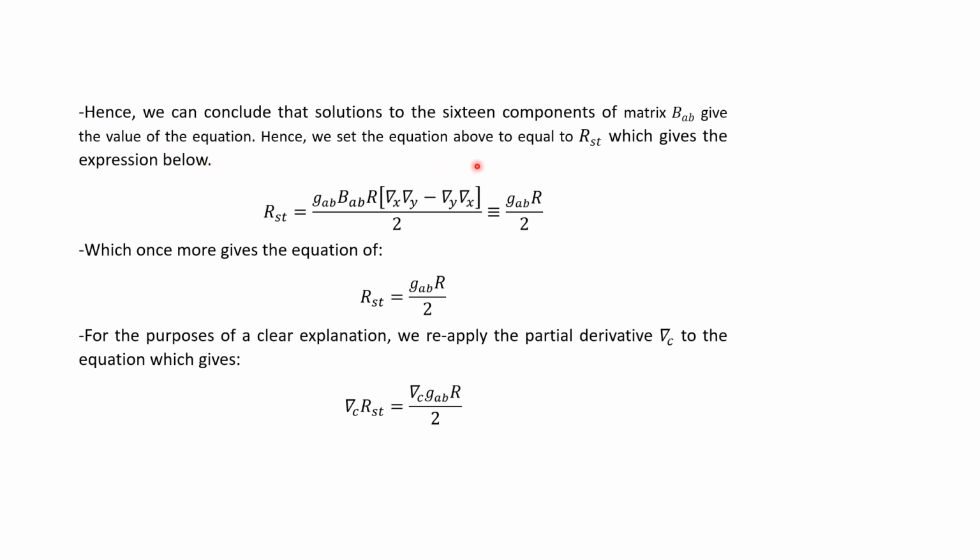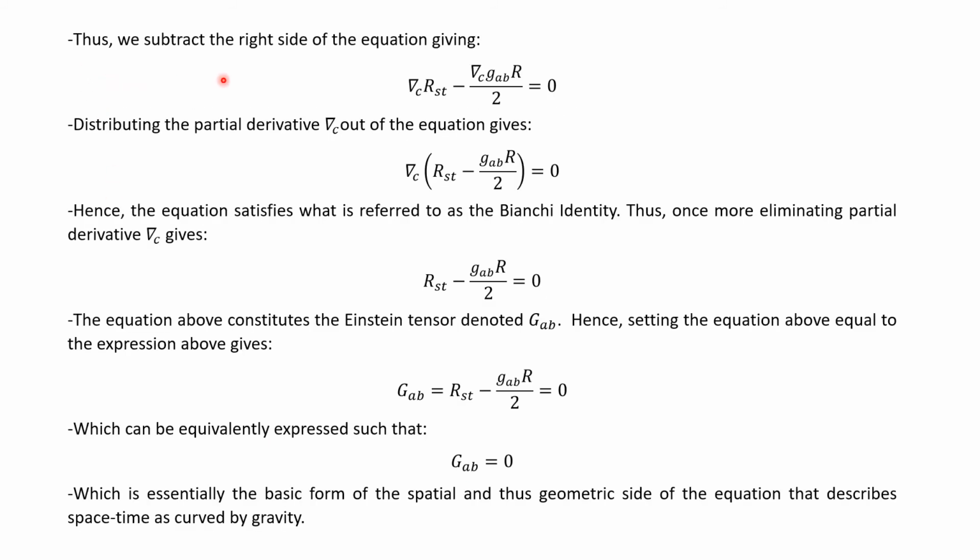Hence, we set the equation above equal to this expression of the Riemann tensor, which gives the expression below, as we see here, which once more gives the equation as we see here. For the purposes of a clear explanation, we reapply the partial derivatives to the equation, which gives this expression. Thus, we subtract the right side of the equation, giving as we see here. Distributing the partial derivative of this out of the equation once more, we set this all equal to 0.